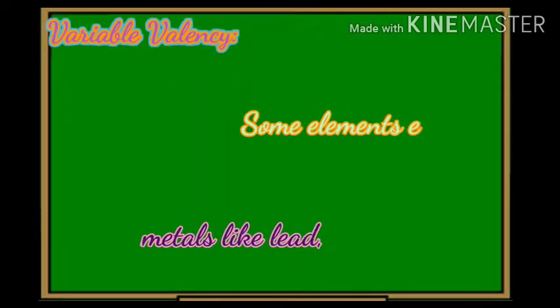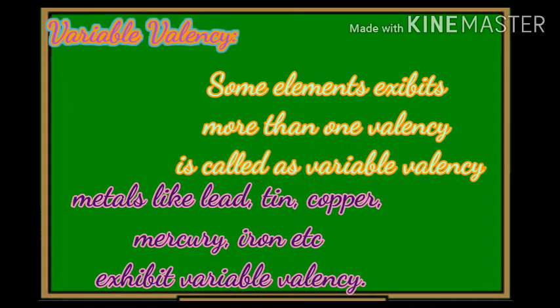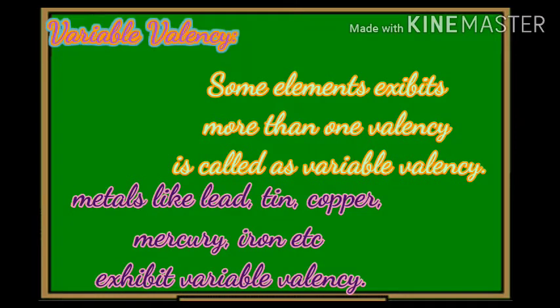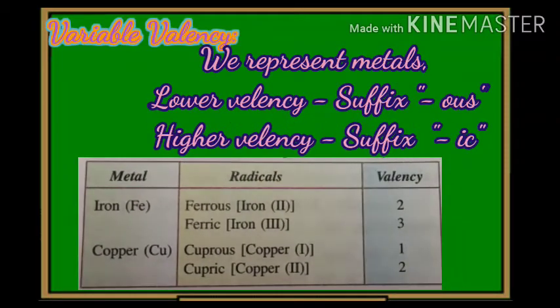Now let us discuss the concept of variable valency. Some elements exhibit more than one valency, called variable valency. For example, metals like lead, tin, copper, mercury, iron, etc. In the case of metals exhibiting variable valency, we represent the lower valency by adding the suffix OUS to the name of that metal, and to represent the higher valency, the suffix IC to the name of that metal.